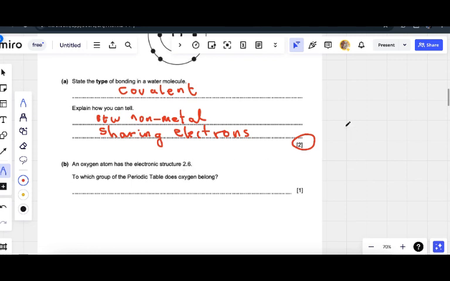For example, sodium has atomic number 11, so the electronic configuration is 2, 8, 1. It means sodium belongs to group 1 in the periodic table. But for oxygen, it's 2, 6. It means it belongs to group 6 in the periodic table. You can write it like this or in Roman figures. Group 6 is written like this in Roman figures. So it belongs to group 6 in the periodic table.